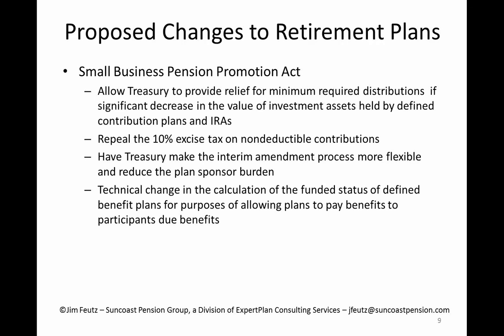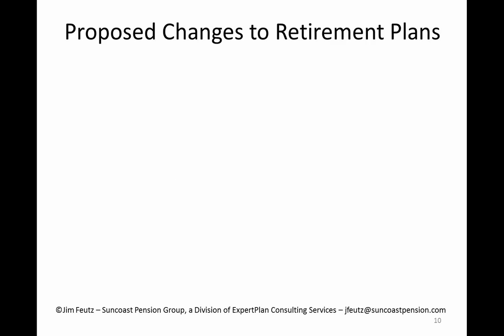And then finally, it would make a technical change in the calculation of the funded status of defined benefit plans. And the reason this is important is because if a plan is underfunded by a certain amount, then benefit payments to the rank and file employees as well as the high-paid employees have to be curtailed to a certain extent, and if it's real underfunded, they have to be totally stopped. Well, the way the calculation is done now, it sort of penalizes you for trying to make extra contributions and getting a credit balance. So this would solve that problem.